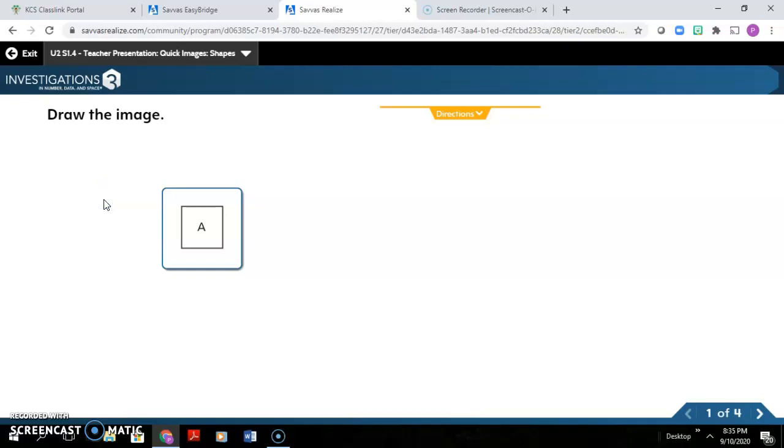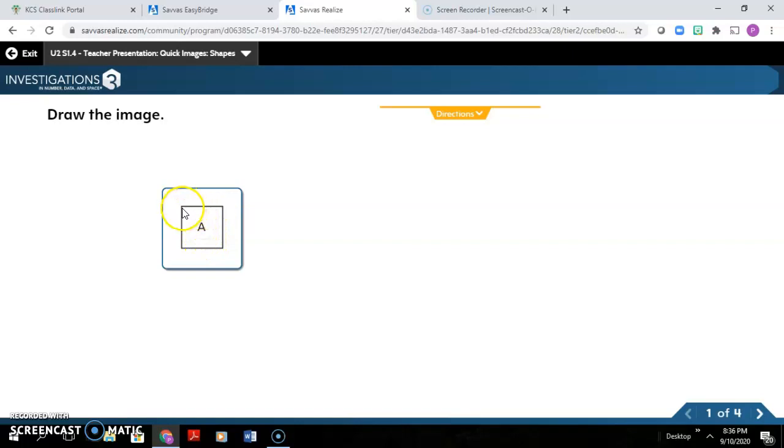What are some of the attributes of a square? In other words, how many sides does it have? Right, it has 4. It has 4 straight sides, and they are all the same length. This one is the same as this, and these are the same as the top.